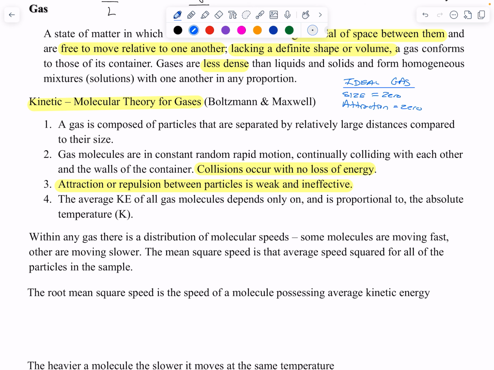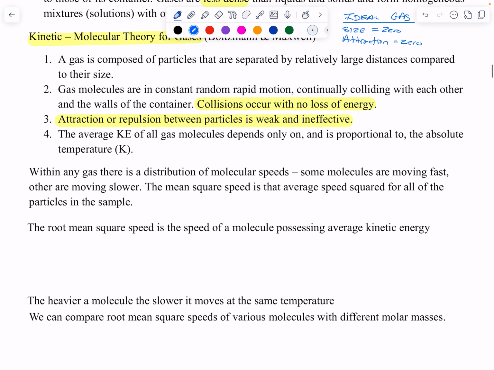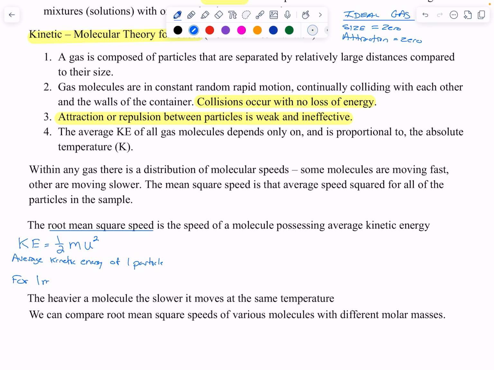I'll use blue. So the root mean squared speed. Let's look at this. The kinetic energy is equal to 1/2 the mass times u squared, where u is the root mean square speed. That's the average kinetic energy of one particle. So for 1 mole, you'd have Avogadro's number multiplied by 1/2 m u squared, and that would equal KE.